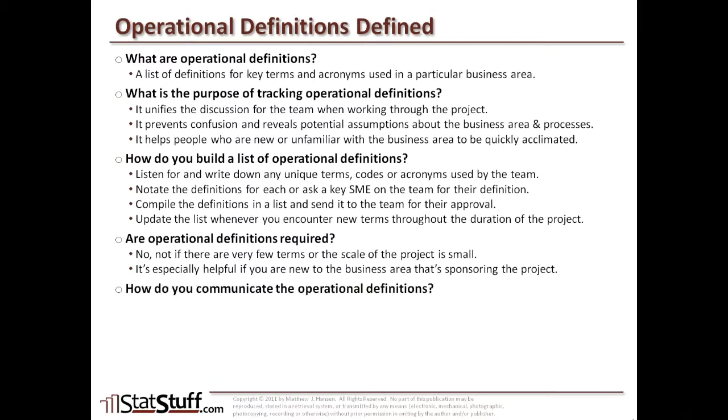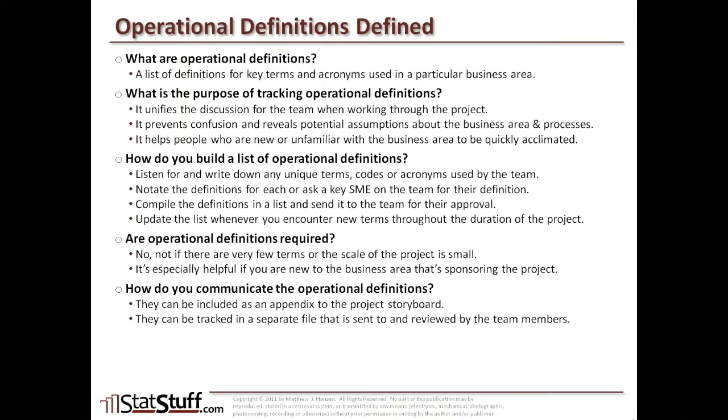So once you have these things, how are you going to communicate these operational definitions that you've defined? Well, they can be included as an appendix, like to a project storyboard. Just throw them in the back where you might identify the key terms or acronyms that are used, and you might compile a whole separate list of those if you have a whole lot of them. They can also be tracked in a separate file, so that way, as needed, if you need to review them with the team to make sure that you've got the right list, especially as you find maybe some issues in how you're communicating, if you have some conflict, then at least you have that standard resource where people agree to what the definitions are for some of these key terms in the area that you're trying to support.